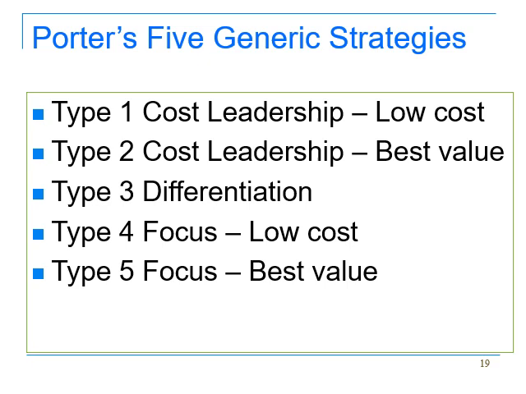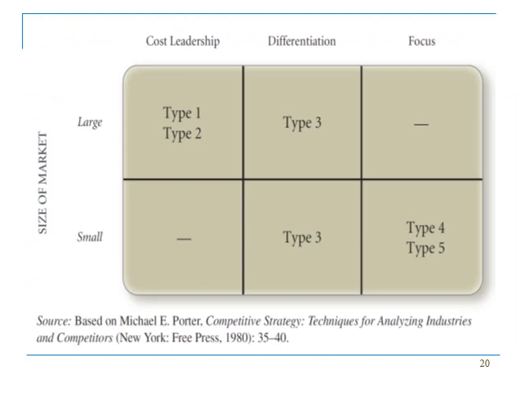Now look at the figure in the next slide. As discussed in the previous slide, the cost leadership is going to target the large market sizes, but the differentiation strategy is going to target the large markets as well as the small markets, but the focus strategies again are going to target the small markets. So these are the targets of different markets according to their generic strategies.